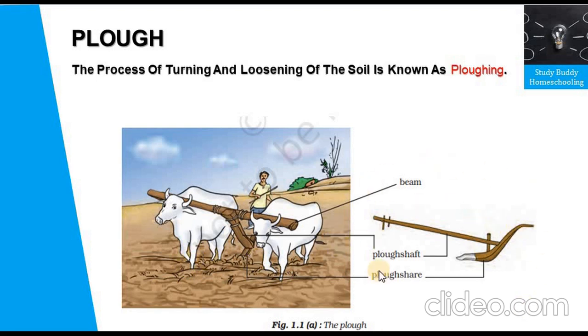You can see the plow here. It is made of wood. The rod-like structure is known as plow shaft. At the end you have a curved structure called plow share. This is pointed at the end. What happens is this rod is placed on the beam which is placed on the animal. So as the animal moves, plowing happens, loosening of the soil happens. This is the first step in the preparation of the soil. It is a time consuming activity. Plowing using plow is a very time consuming activity.